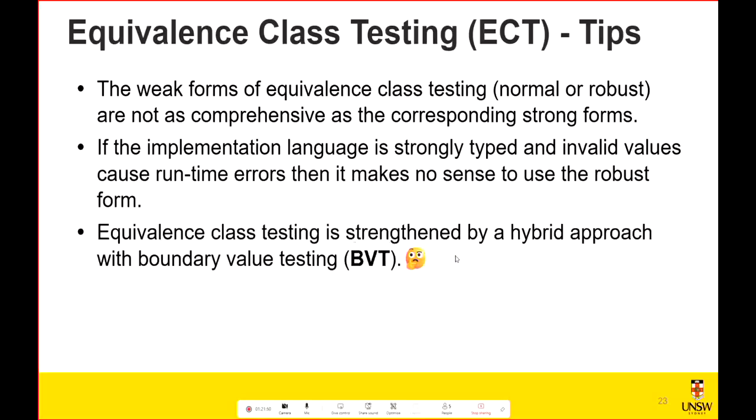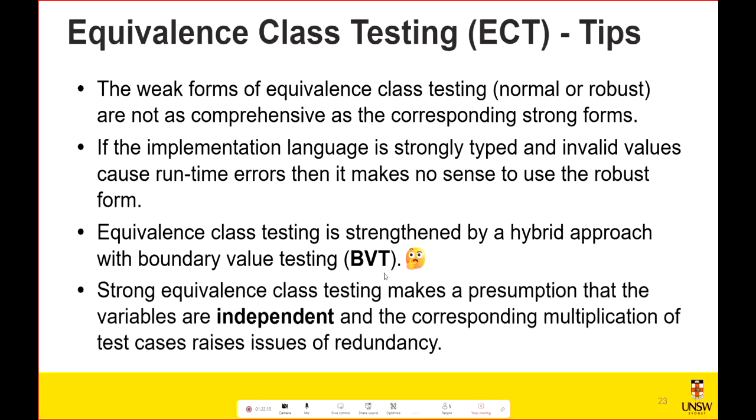And because equivalence class testing is more related to grouping the inputs according to the potential outputs of the program, and boundary value testing is more on the input side, we are considering the boundary values of the inputs. So they are actually complementary to each other, and we can combine them together to build a hybrid approach, to consider both of them when we design test cases. And that's a useful tip.